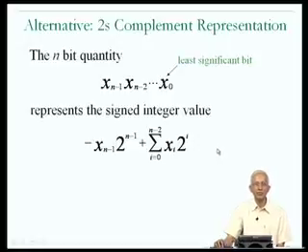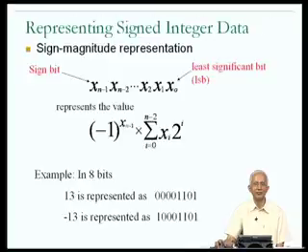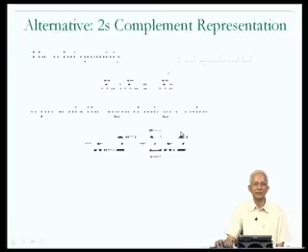Now if you look at this expression carefully, you'll notice that the second term is exactly the same as the second term for the sign magnitude representation. I'll just look at this term. It's the summation from i equals 0 through n minus 2, x sub i times 2 to the power of i. I'm going to go back to the previous slide so that you can confirm that this is the same as this term over here. Right? It's exactly the same.